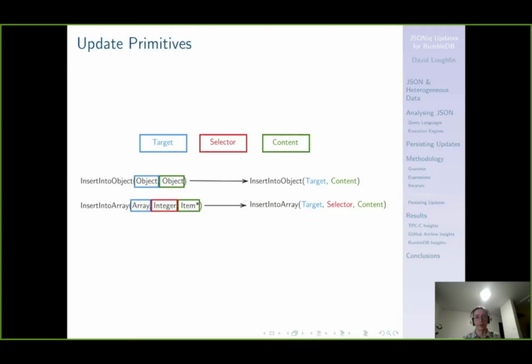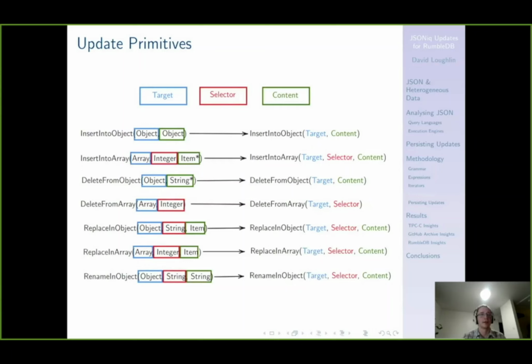Here, for insert into object and insert into array, they can be respectively defined as a target content tuple with no selector and a target selector content tuple. Now we can apply this decomposition to each update primitive, giving something like this that we can use to abstractly understand what each update primitive's structure is like.